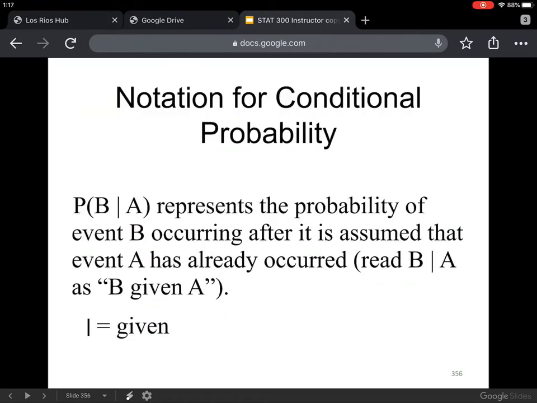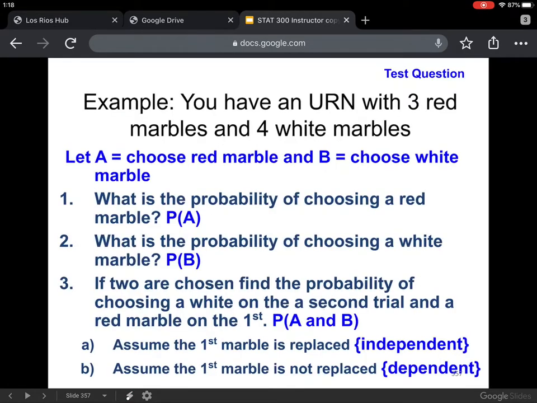The notation, I already said this, but here is a separate slide. It says P of B given A, the probability that B occurs given that A has occurred. And again, remember that if they're independent, then the A goes away. So what if A happened? If events A and B are independent, then the A would just go away and you just have the probability of B. I'll talk about that a little more in a future slide. So the probability of B given A represents the probability of event B occurring after it is assumed that event A has already occurred. And that's how it's read: B given that A has occurred, or B given A.